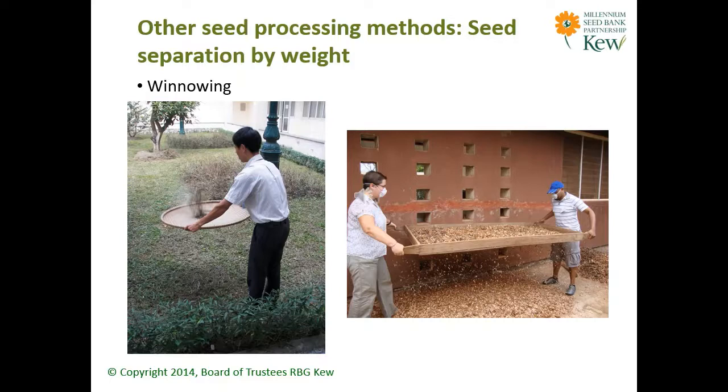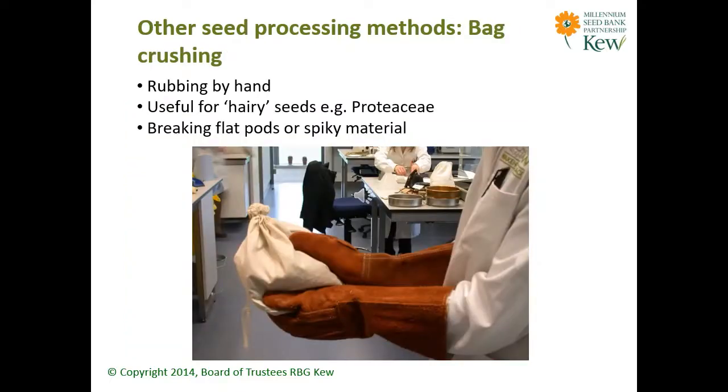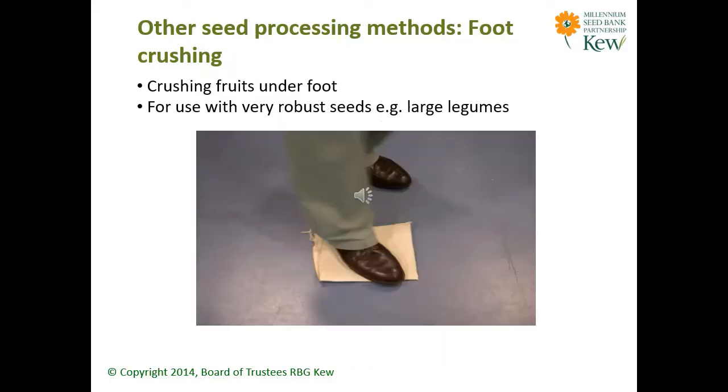If you don't have access to an aspirator, you can try some more traditional techniques. If you think you have a technique that might work, it's good to give it a go, but make sure you aren't damaging any of your seeds. Bag crushing can be used, but make sure you have a good pair of gloves. Foot crushing can also be used, but check to make sure you're not damaging any of the seeds.